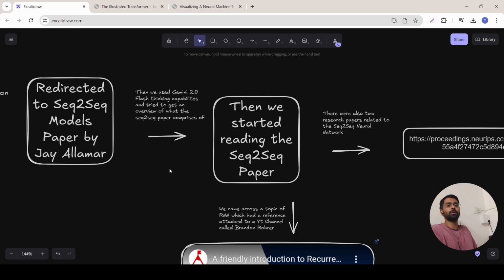Okay, let me give you the overview. I used Gemini 2.0 Flash. I shared my screen, and it was a good chat with Gemini 2.0 about what sequence to sequence models are. So sequence to sequence models, let's say, I'll explain. I don't have the clarity, I'll be very honest, but I do have some overview of what they are.